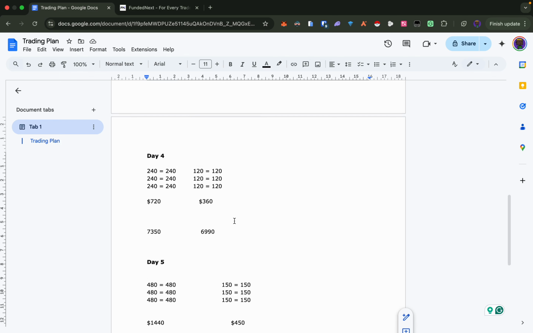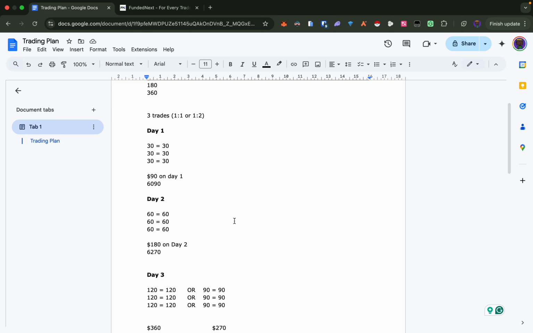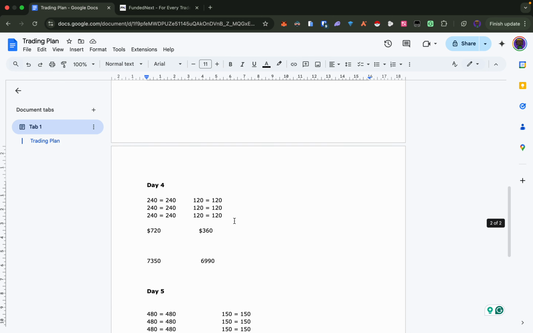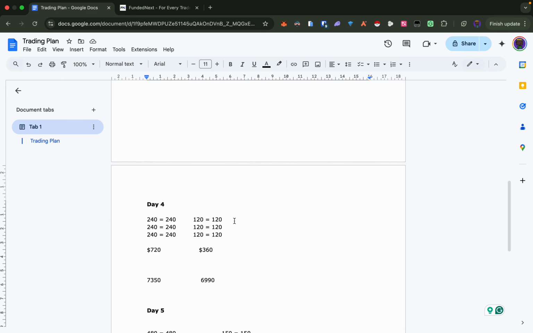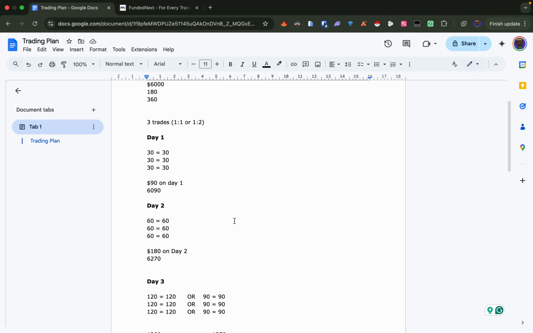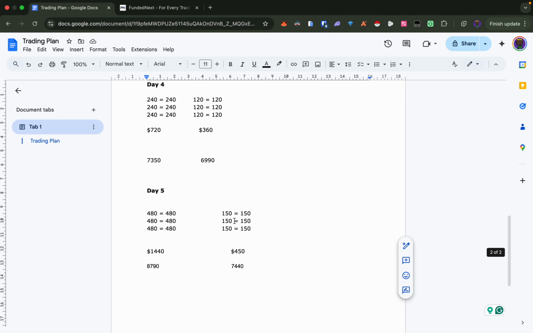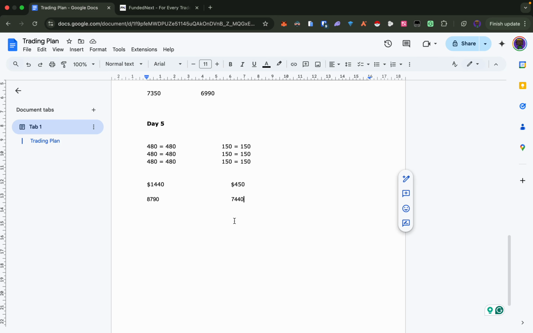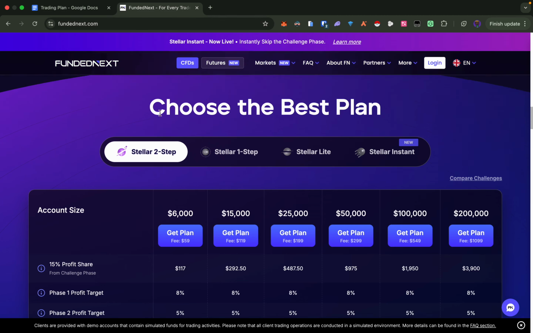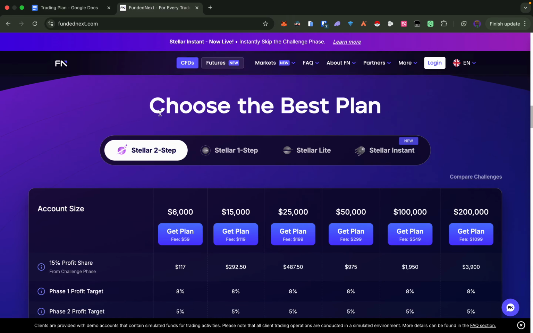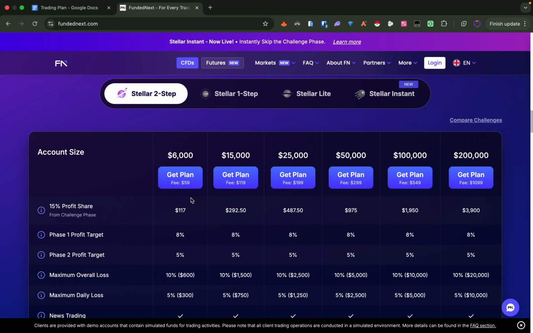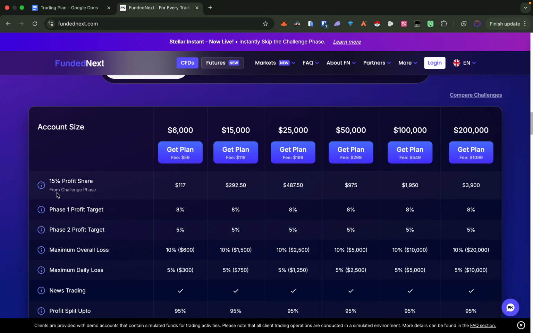So this is the trading plan. You can watch this video again and write it out for yourself. Follow this trading plan, and this is how you make money without having to risk your own capital. So all you need to do is, if you want to trade and you don't have capital, you have only like $20 or so, you go to fundednest.com and you buy an account. $6,000 for $59. This one is Stellar two step. You do two challenges, 15% profit share.